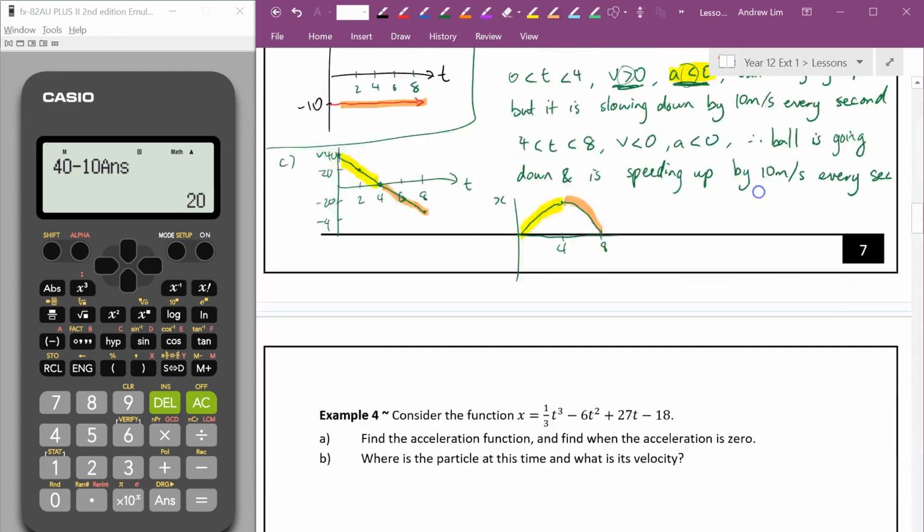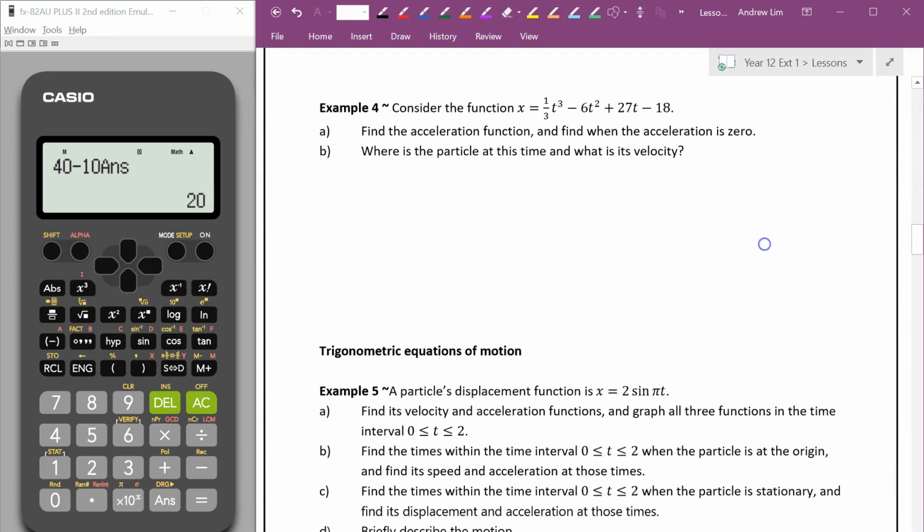Okay? Alright, example 4. Consider the function x is equal to 1/3 t cubed minus 6t squared plus 27t minus 18. Find the acceleration function and find when the acceleration is 0. And where is the particle at this time and what is its velocity? Why don't you pause the video and have a go with this one.